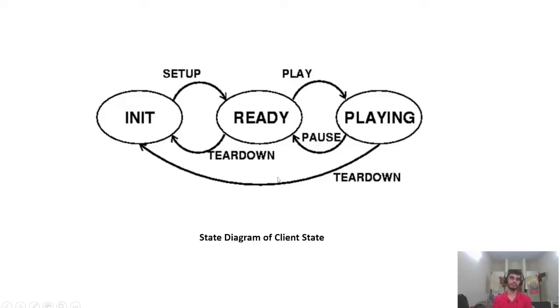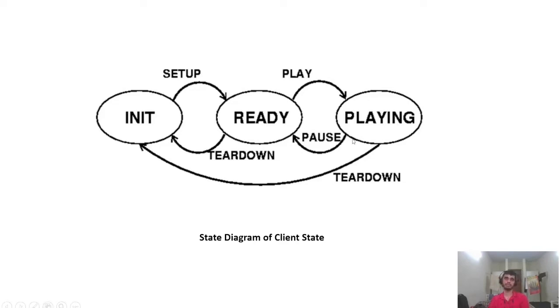This is the state diagram of the client state. The client will initially be in the init state. When a setup request is sent, it will move to the ready state, and it is ready to accept the video RTP packets that are being sent by the server. And when a play request is sent, it will move to the playing state, and now it will parse the incoming RTP packets from the server, and it will start playing the video that is being sent by the server.